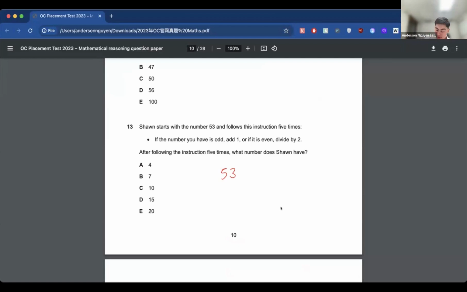53 is odd, so you plus 1 gets you 54. All right, that's your first. You've used the instruction once now. Let's start again. 54 is even, so you need to divide by 2, getting you 27. That's the second time you've used the instructions. Now we start again. 27 is odd. You use the rules and you add 1, getting you 28.